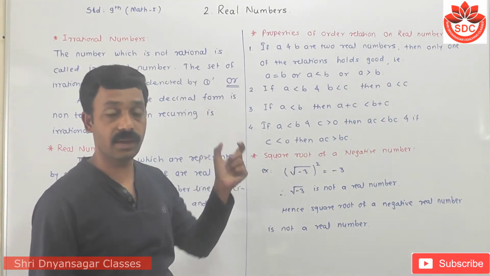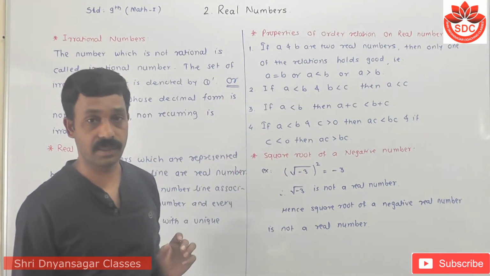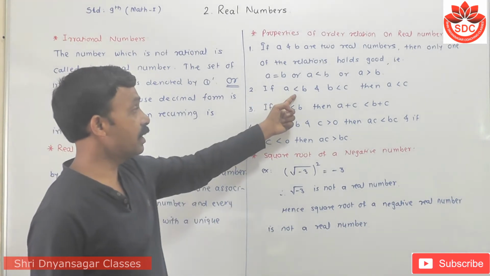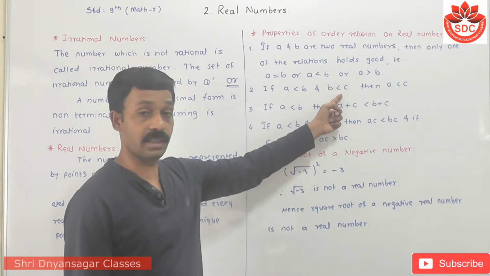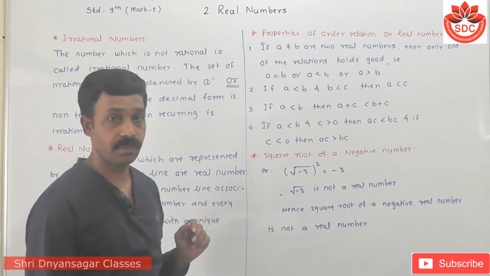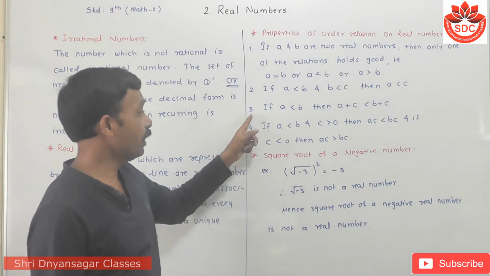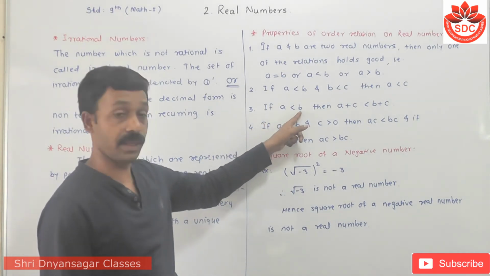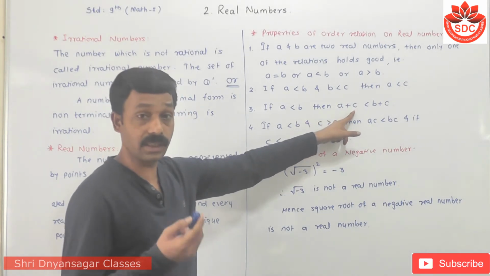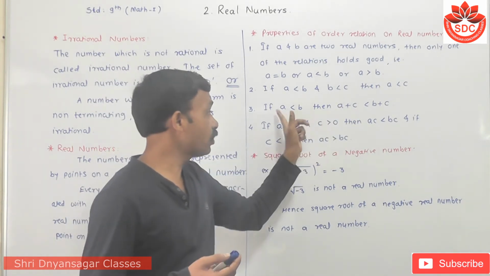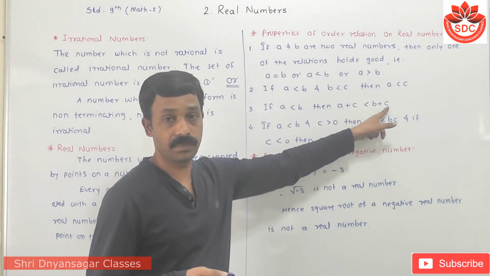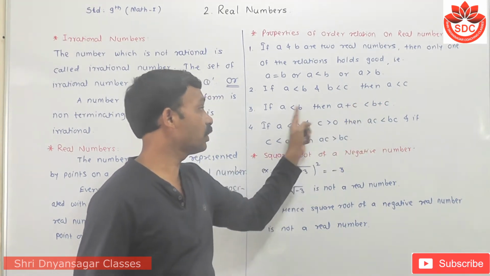It means either equal, or less than, or greater than. Then the second case: if a is less than b and b is less than c, then a is less than c. The third one is, if a is less than b, then add c to both sides of a and b, then a plus c is less than b plus c. C is the same here, so there is no change in the sign.